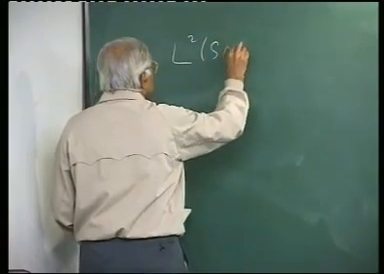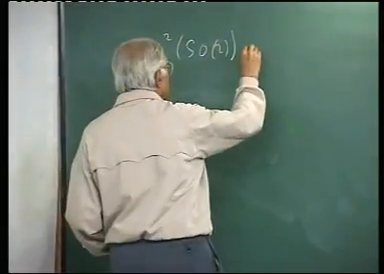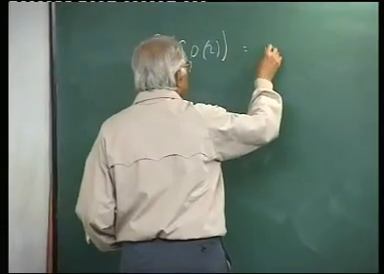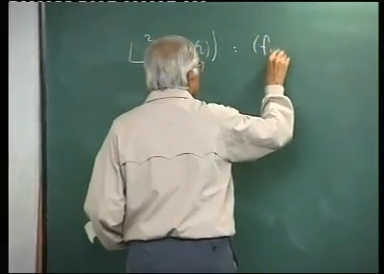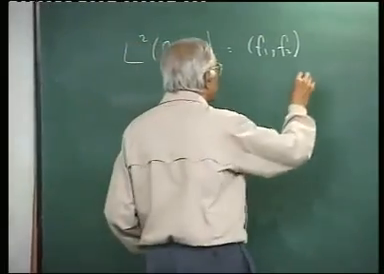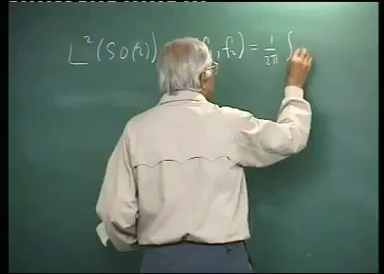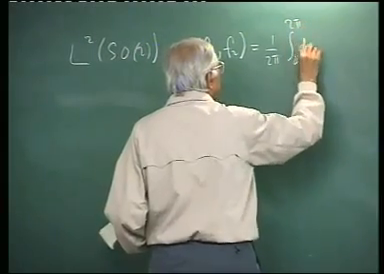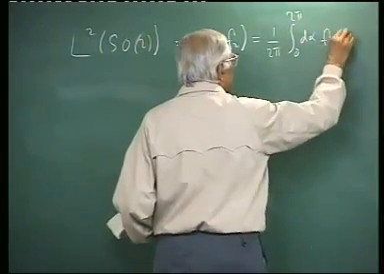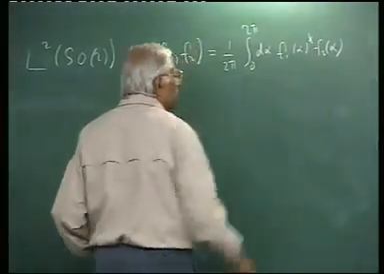We were discussing the group of proper rotations in a two-dimensional plane, and I introduced the Hilbert space of square integrable functions over the group. If I take two functions, f1 and f2, this is the expression for their scalar product.